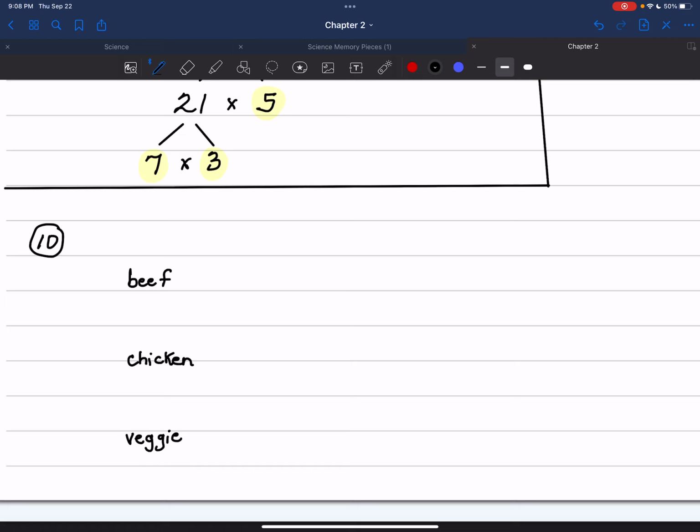Then you choose your cheese. And each one of these has how many choices for cheese? 3. We have American. We have Swiss. And we have cheddar.